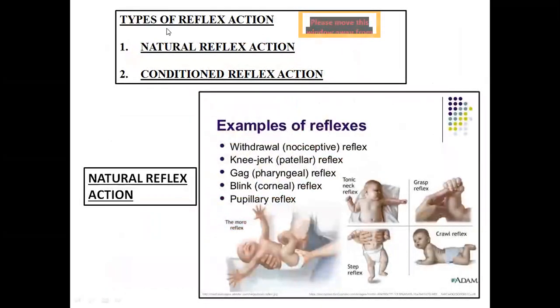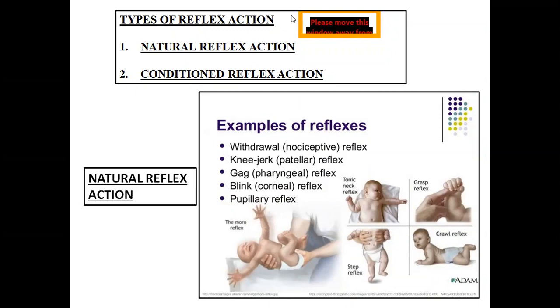Next is types of reflex action. Generally, there are two types of reflex action which occur in our body. The first one is the natural reflex action, and the second one is the conditioned reflex action. Natural reflex actions are those which are inborn, not learned from previous experiences or some kind of previous learning. They are entirely inborn, innate, and totally based on our genetic constitution.